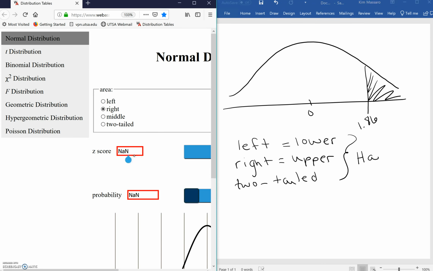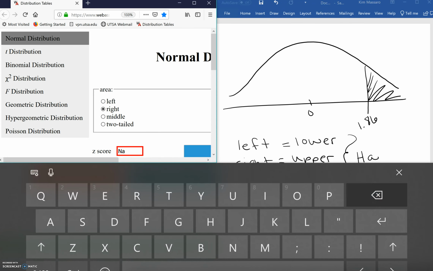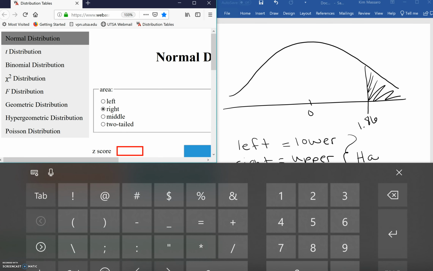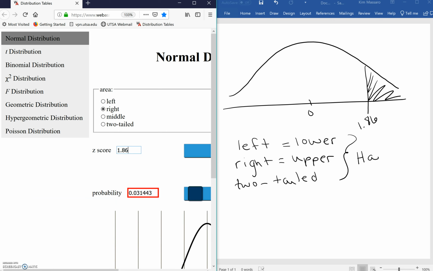So in WebAssign, we enter that into our z-score of 1.86. Once we enter that z-score, it gives us a probability. It says the probability in this upper tail is 0.031443. That is our p-value for this example.